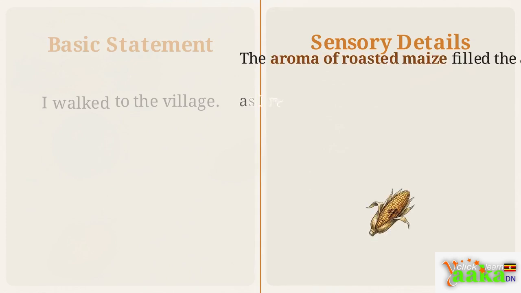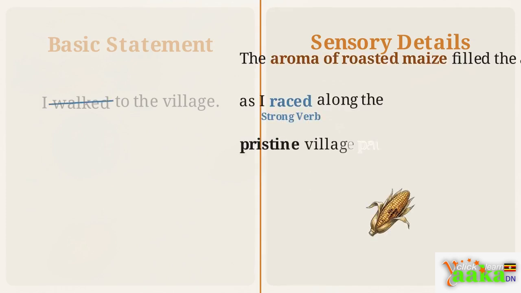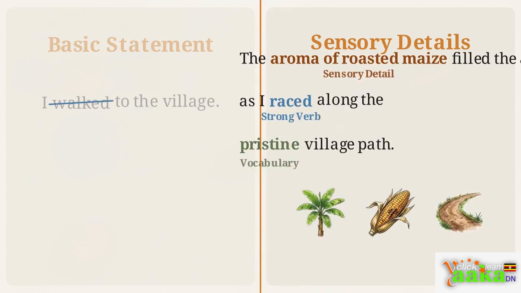On the left, we have a basic statement, "I walked to the village." Now on the right, look at how sensory details change the image. "The aroma of roasted maize filled the air as I raced along the pristine village path." The second sentence provides a specific time, place, and atmosphere.